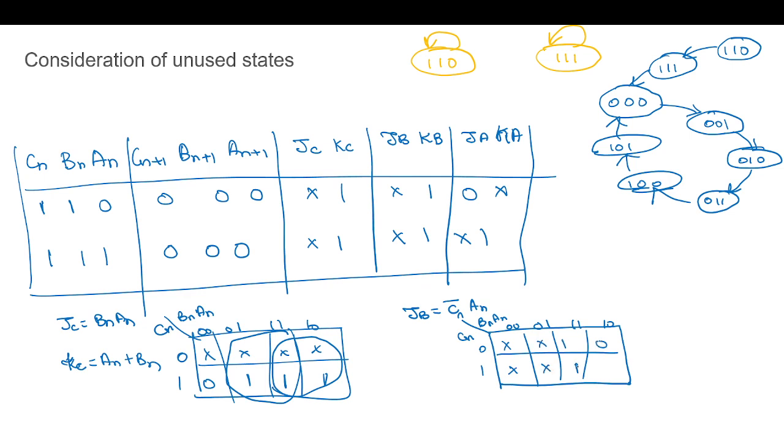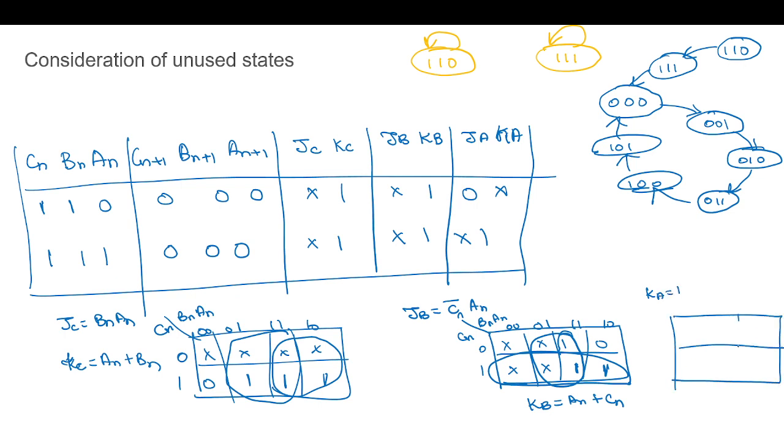So now 1 1. Previously it was 0 0, sorry, xx. So the KB will be AN plus CN. Same way, KA will not change. It was 1. But JA will change. KA is 1 and JA we have to calculate.